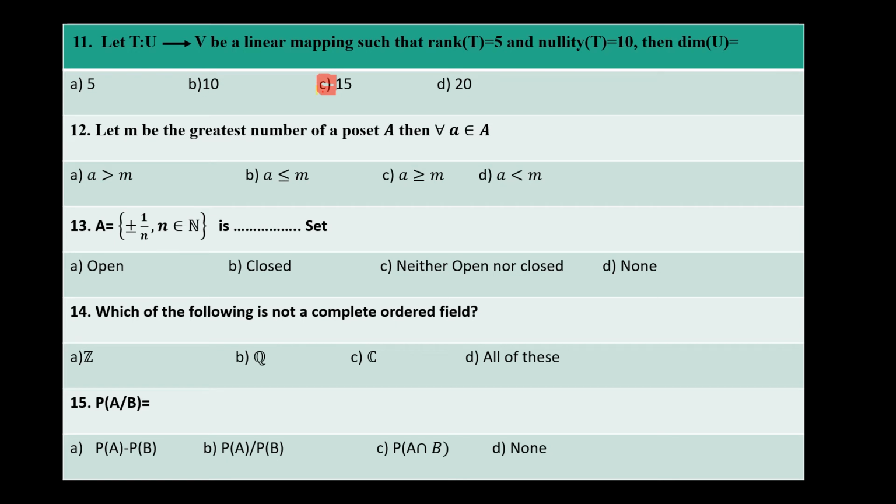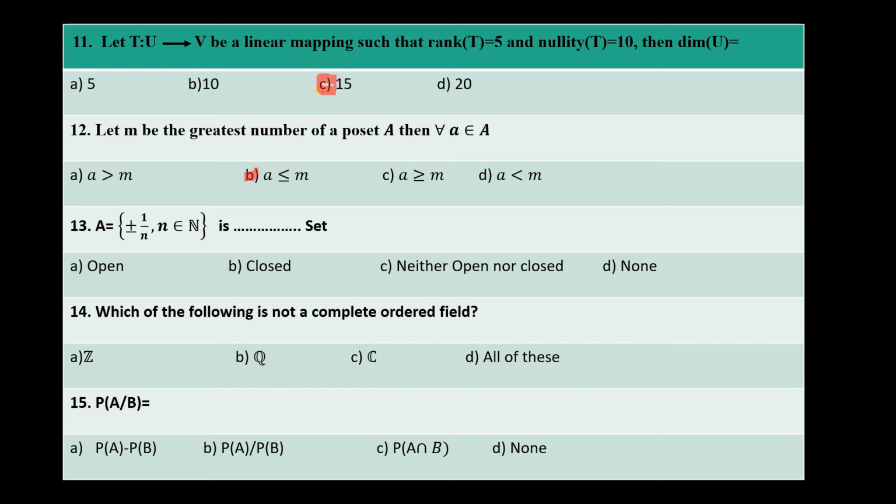So the next one is: let m be the greatest number of a poset A. Then for all a, because this is the greatest number for the poset, a will be less than or equal to that number, so the answer for this question will be B option.